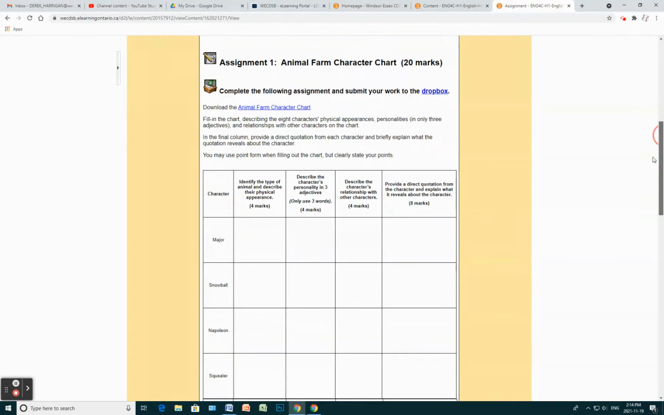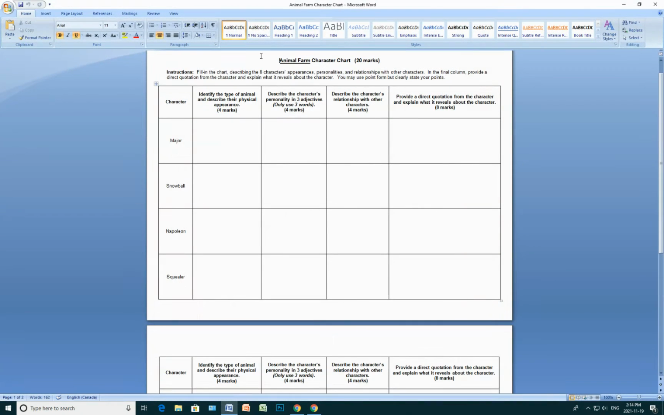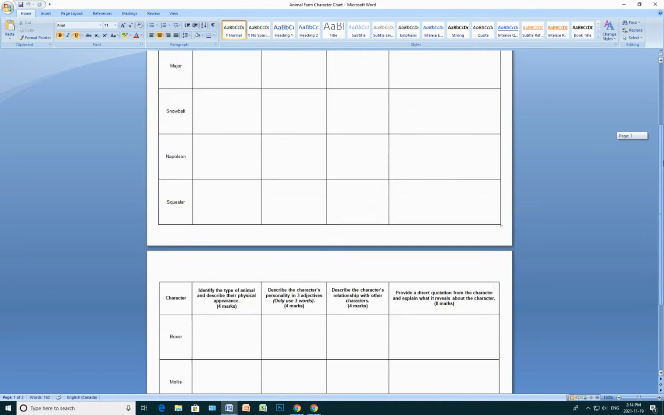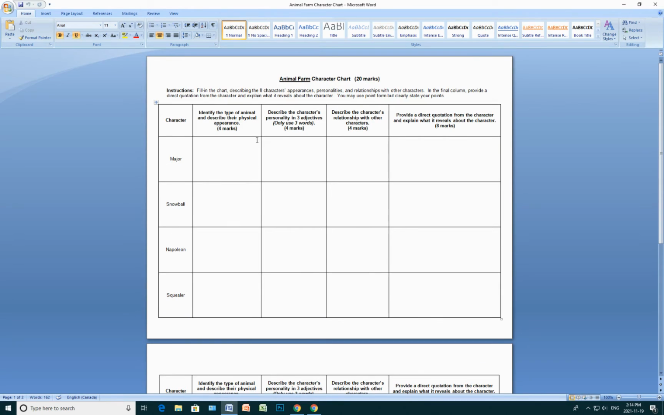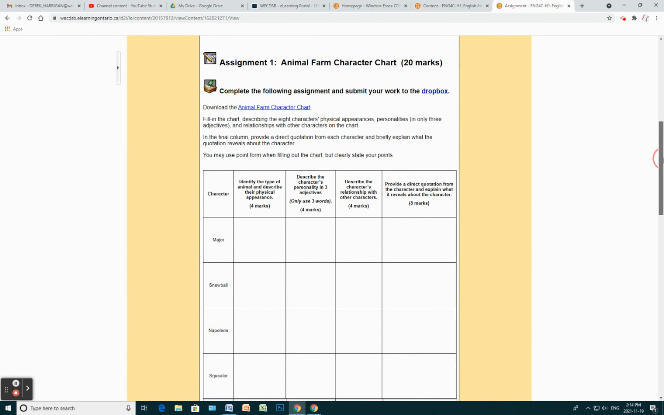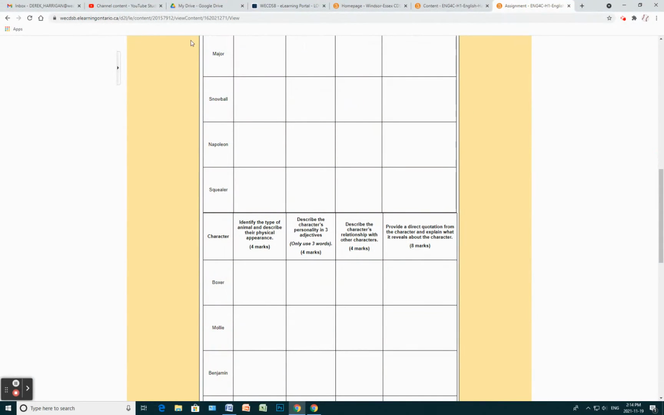Alright, so assignment number 1 is called Animal Farm Character Chart. To complete this, you can download the chart as a Microsoft document. It looks just like this, and you can fill in the two-page chart and submit that. You can also download it and convert it into a Google Doc and complete it that way. You can also see the chart right here on the website.